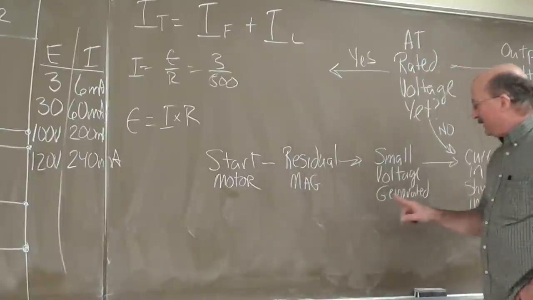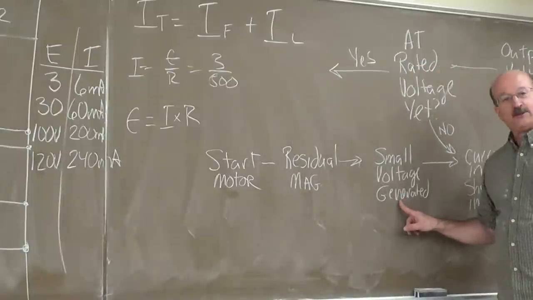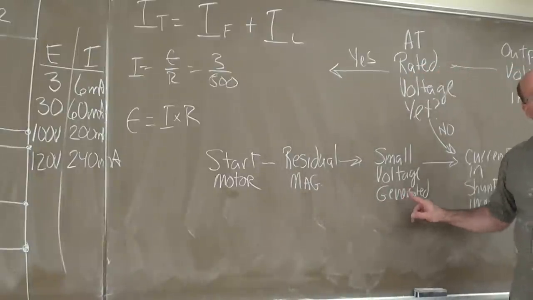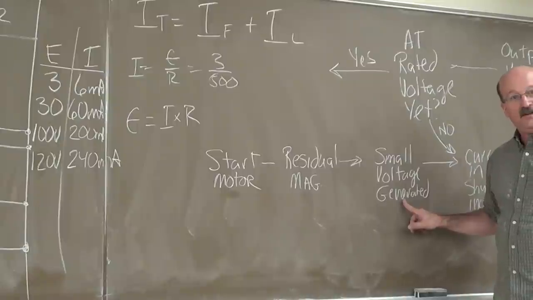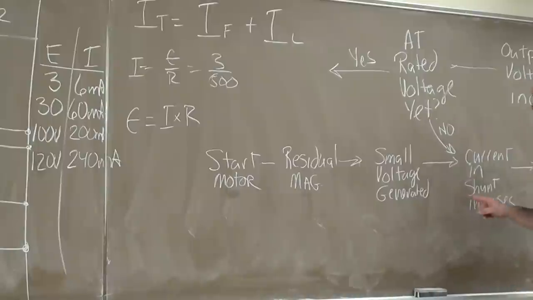That residual magnetism will cause a small voltage to be generated. Remember, we were at 3 volts. That 3 volts through 500 ohms got us 6 milliamps, right? That 6 milliamps increased the magnetic field. That increase in magnetic field increased our output voltage. Our next step we saw was 30 volts.